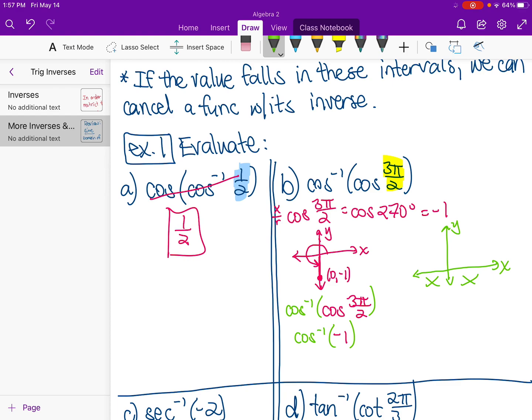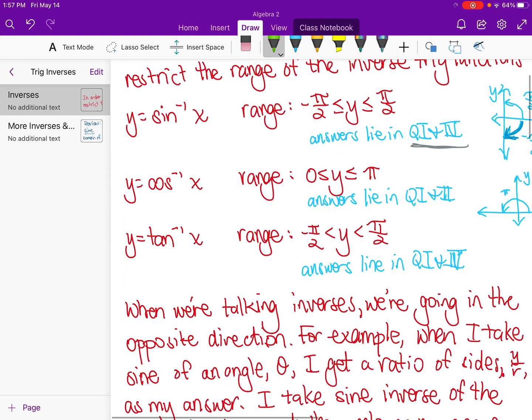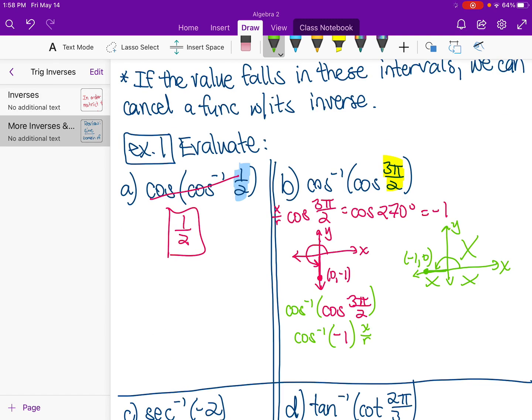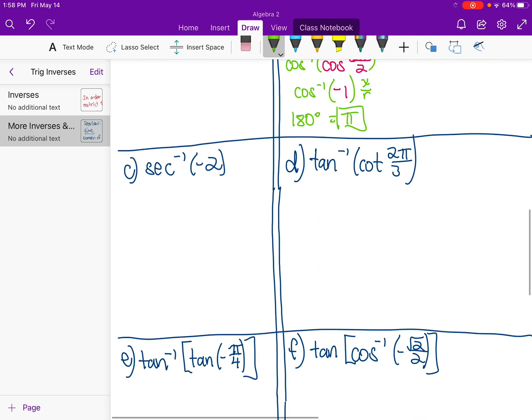Where's cosine negative? In quadrant 2. So then I need to go this way to get my -1. Remember, this is an x over r. What is that? -1 comma 0. So then I need to figure out the angle. This is where this right here comes into play especially. If I'm taking a cosine inverse, the answer is an angle. So this angle is 180 degrees, which is pi radians. Whew. So this is really putting together the last chapter with what we did in the last lesson.